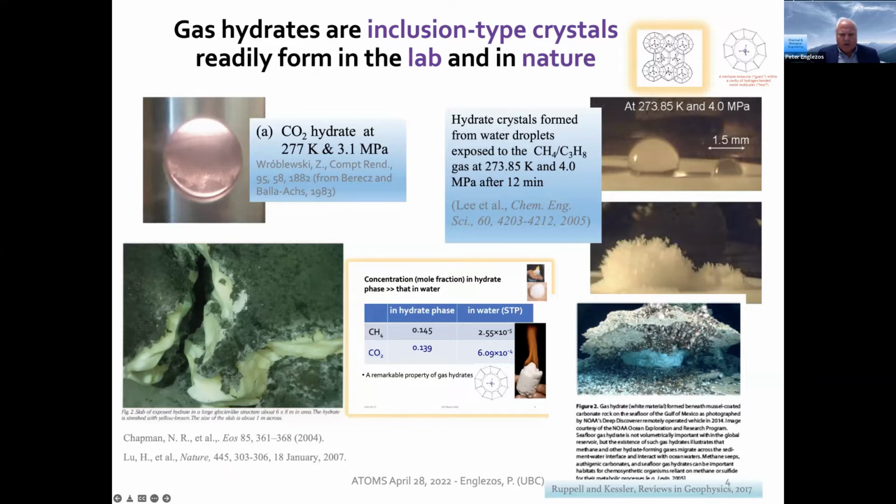One of the most remarkable aspects of gas hydrates is the tremendous concentration of the gas in the hydrate. Just look at the mole fraction of CO2 and methane in water. It's on the order of 10 to the minus 4 and 10 to the minus 5. And yet in the hydrate phase, it's almost 14%. So it's a remarkable concentration of gas molecules in the hydrate solid phase.